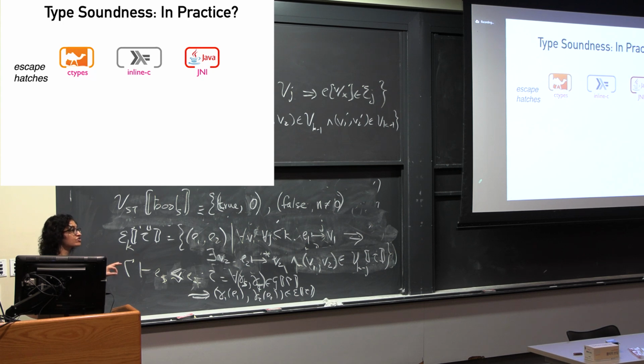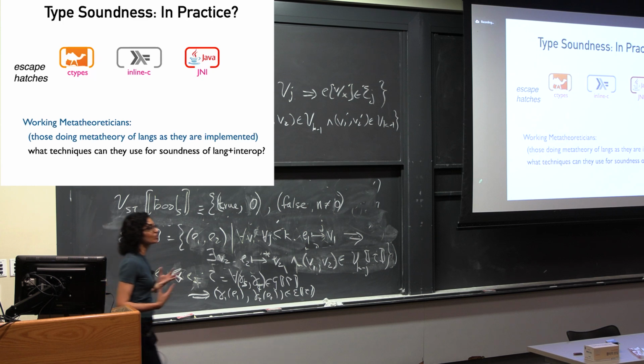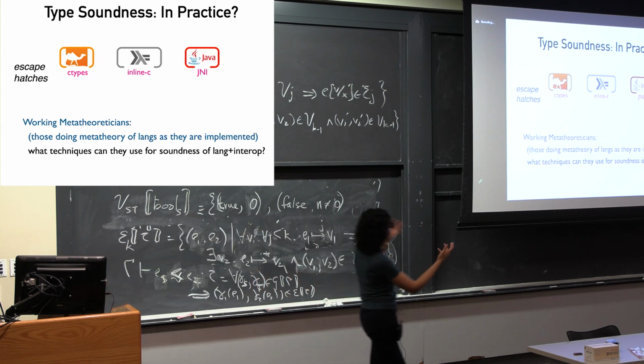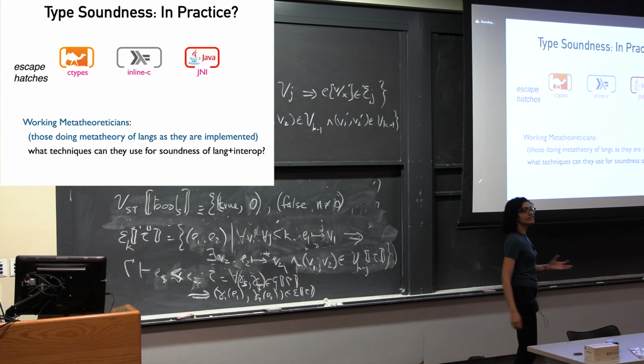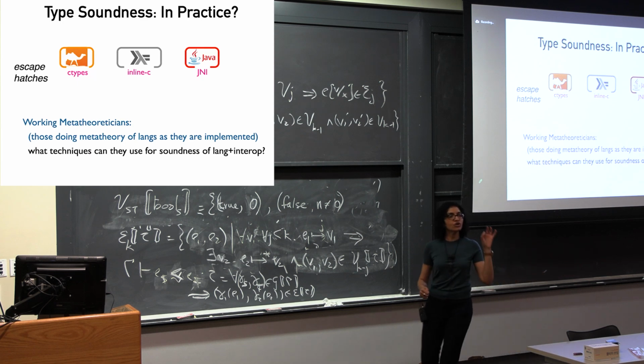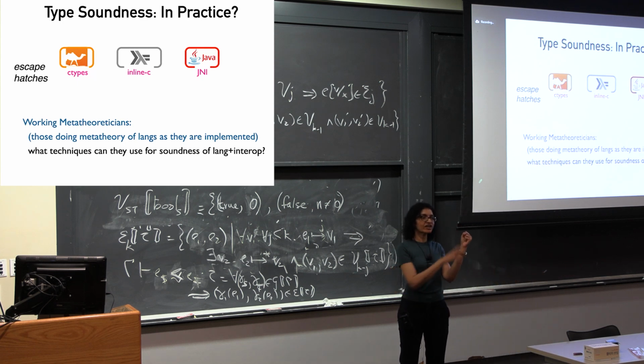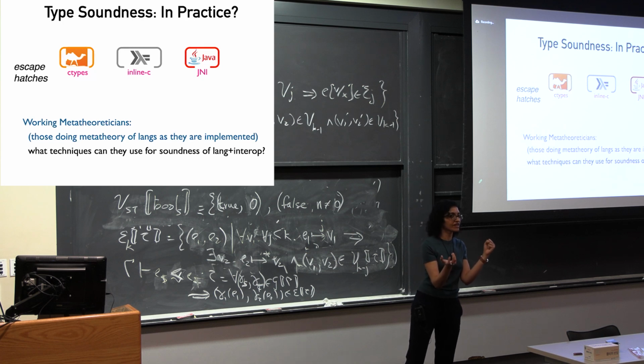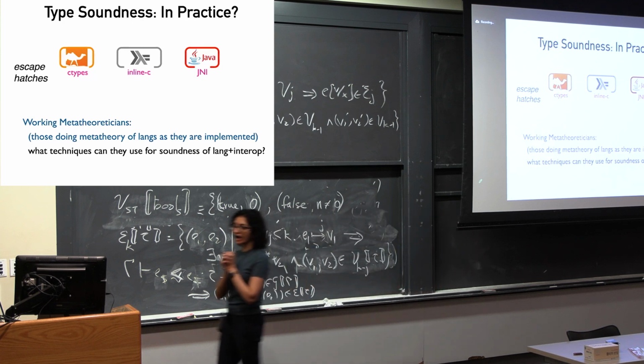because those are not interactions that anyone considered when they were doing the type soundness proof or the progress and preservation proof. So the question is, for people who want to prove the soundness of languages as they're actually implemented, what techniques can we use to show that not just the core language itself, but the language as it interoperates with something else, is actually type sound.